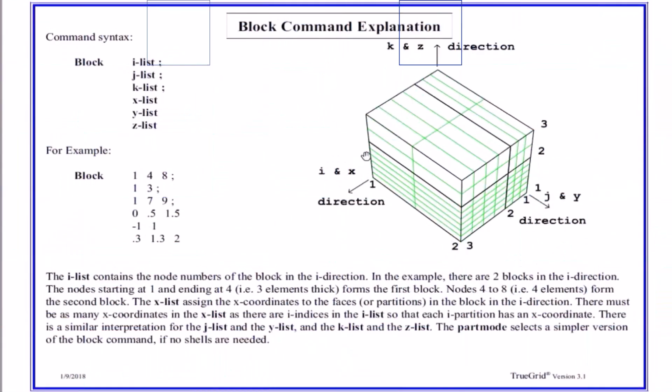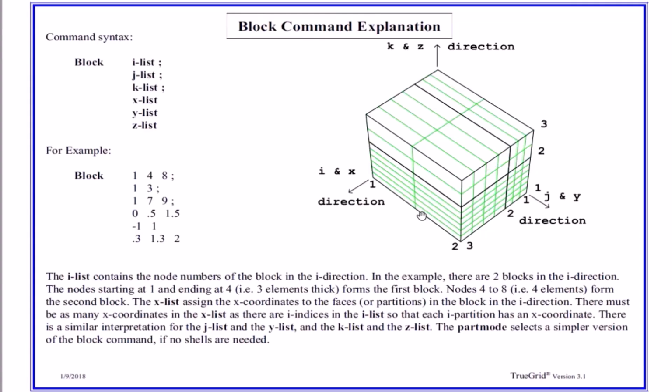We start out with a solid block structured mesh. This one has 4 blocks. And you'll notice in the block command, 2 blocks in the I direction, 1 block in the J, and 2 blocks in the K. So that gives us our 4 blocks. And the dark black lines represent the partitions in our block structured mesh. So you can see where each one of the 4 blocks are located.